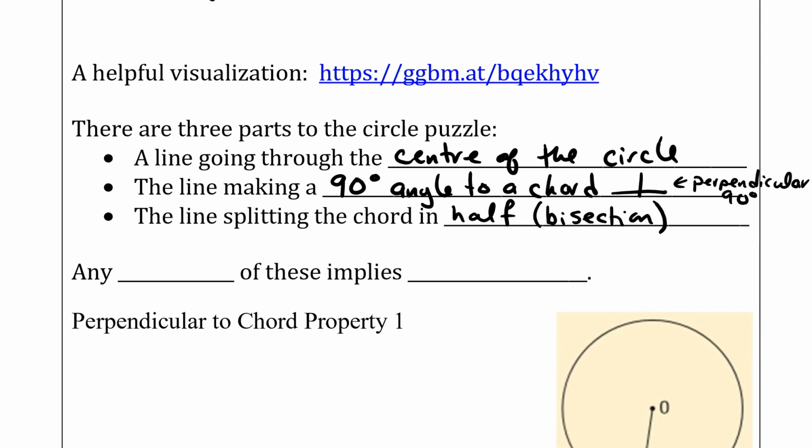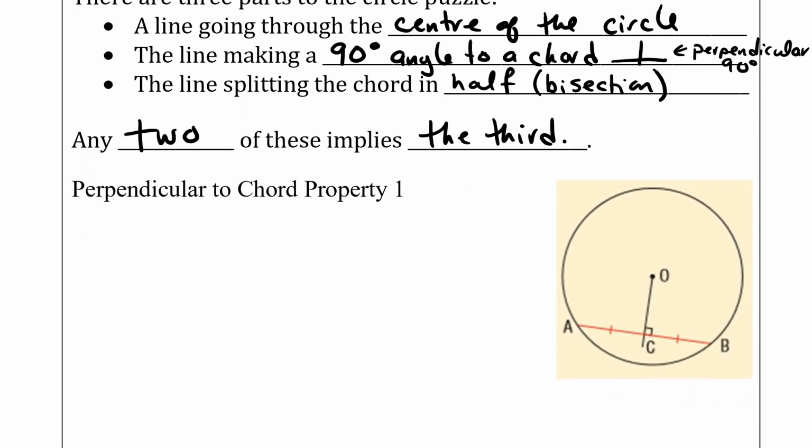So what's really cool about these properties is that any two of these, so a line going through the center of the circle, that line making a 90-degree angle to the chord, or the line bisecting the chord, any two implies the third. So it depends on what you start with. Now please note that this is a different color because yours is in black and white. So let's pay attention here. What are the things that we're given? The things that we're given are the items in black.